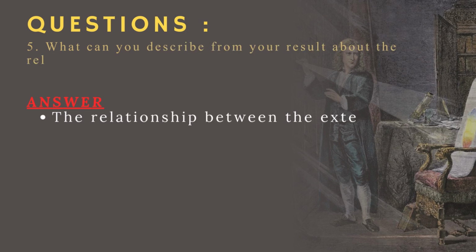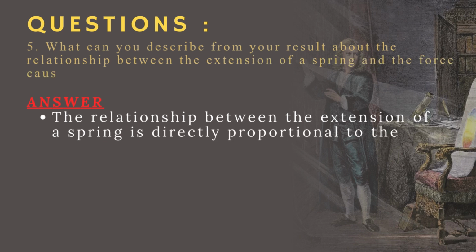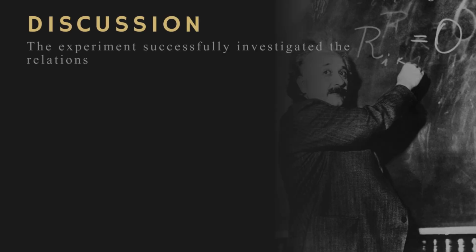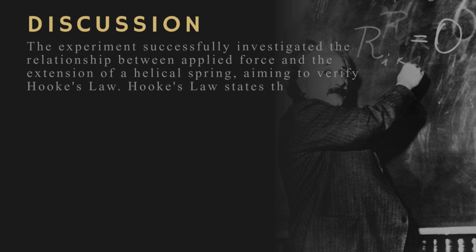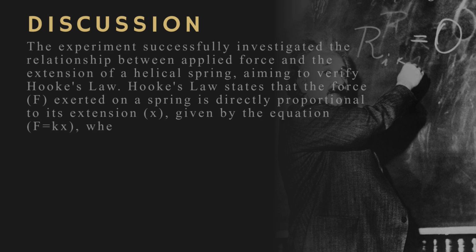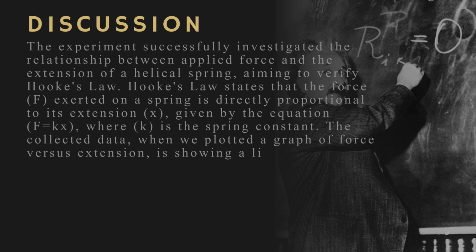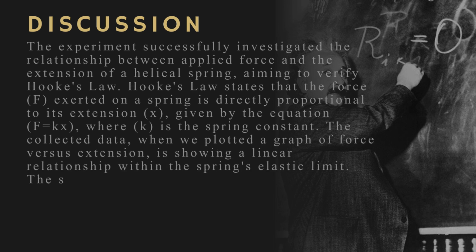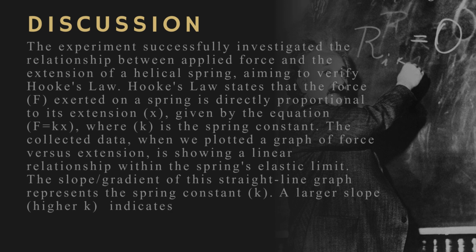From the question in this slide, we can describe that the extension of a spring is directly proportional to the force applied. For the discussion, we find that the experiment successfully investigated and verified Hooke's law, confirming a direct proportionality between the applied force and the extension of a helical spring within its elastic limit. A graph of force versus extension showed a linear relationship, and the gradient of this straight line represents the spring constant k, where a larger slope indicates a stiffer spring.